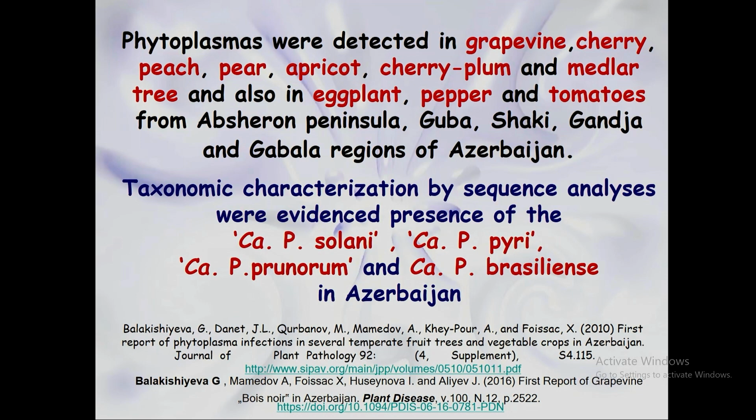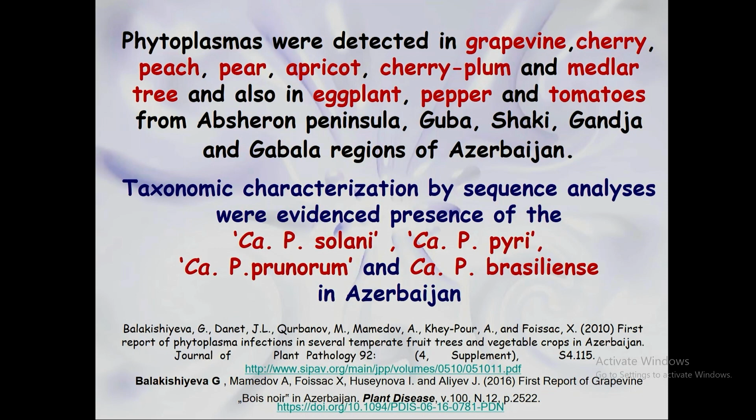And we have found these phytoplasmas in grapevine, cherry, peach, pear, apricot, cherry plum, and medlar tree. Also in the eggplant, pepper, and tomato from Absheron Peninsula, Guba, Shaki, Genge, and Guba regions of Azerbaijan. This is all of the phytoplasmas found in Azerbaijan.